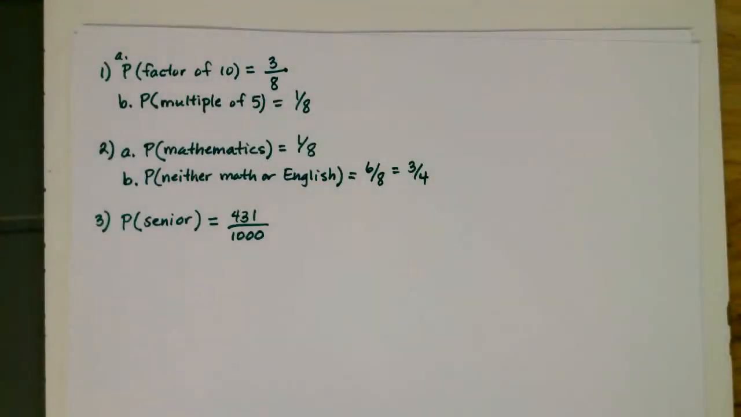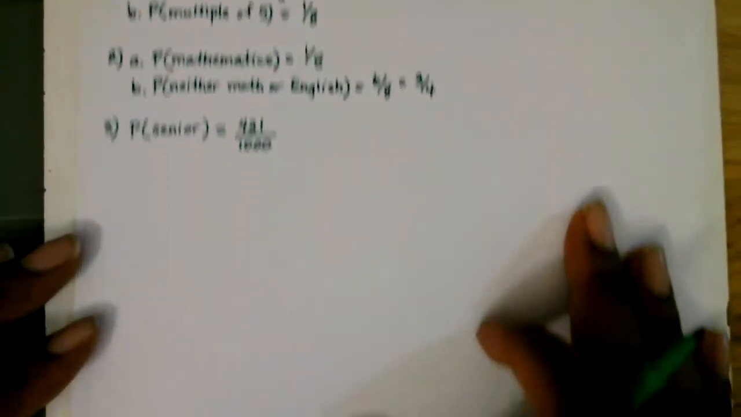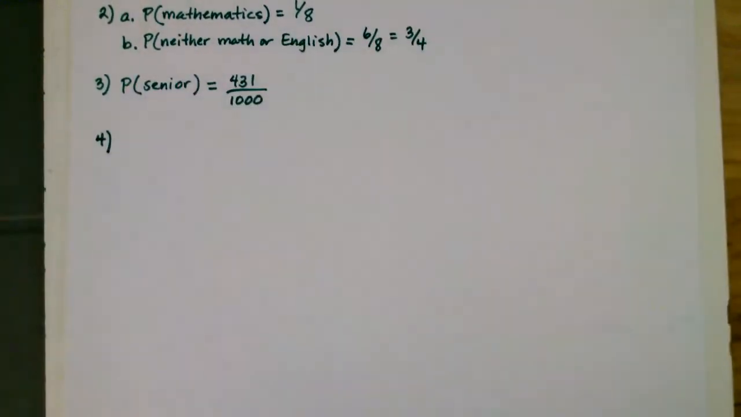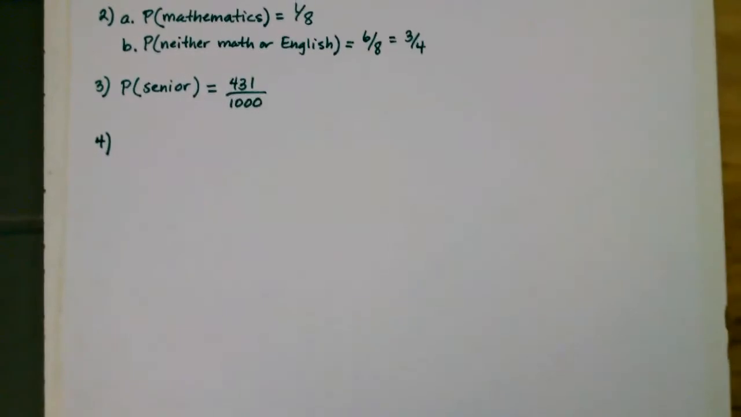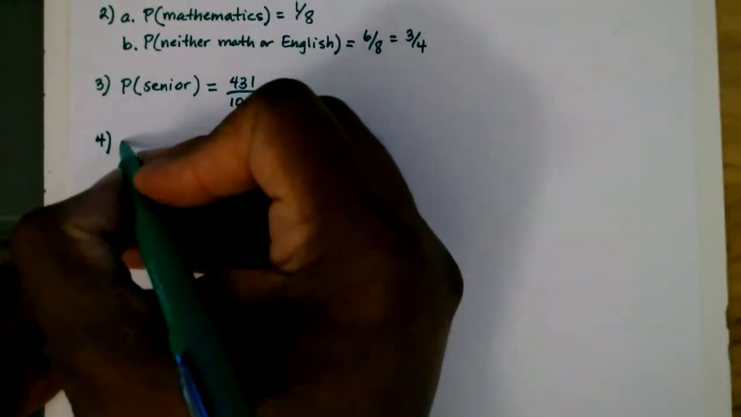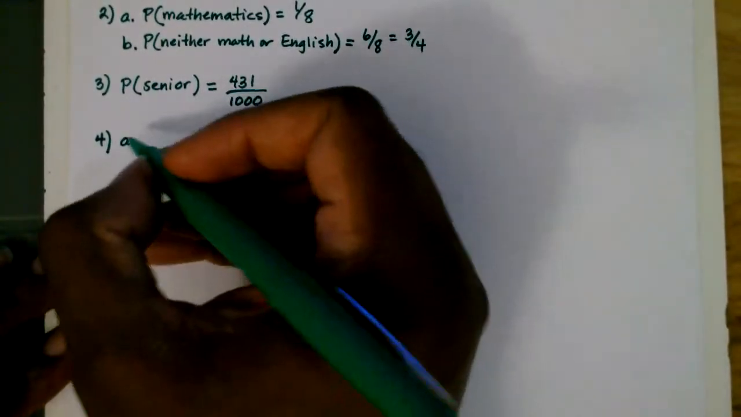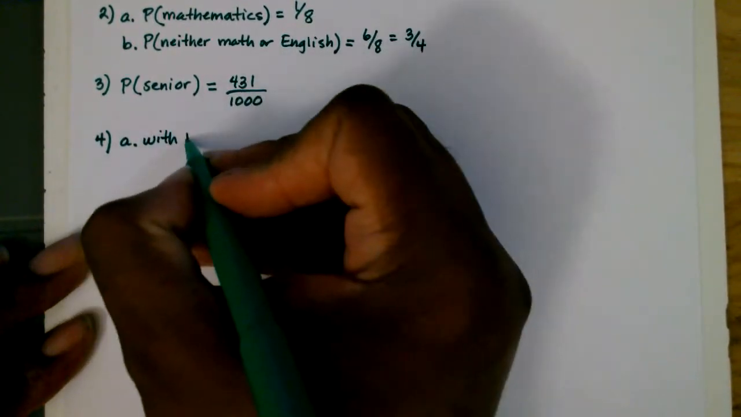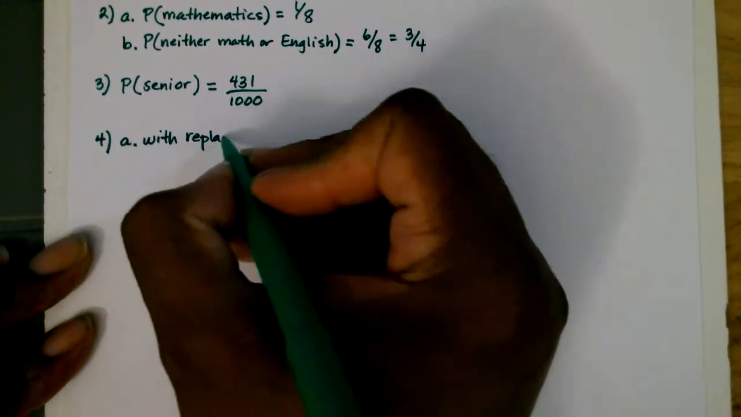So let's start with part A in number 4, and that is to draw the tree diagram. And this is, in this case, with replacement. Now, what do we mean by with replacement?